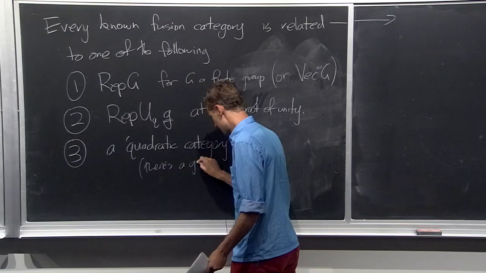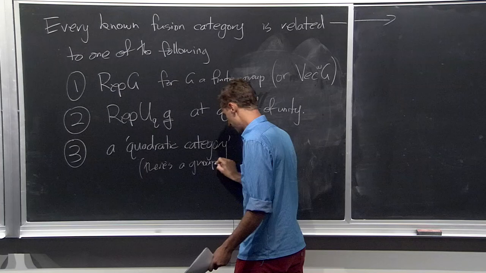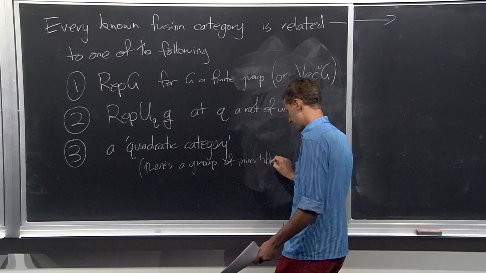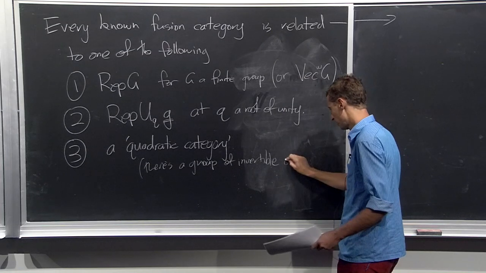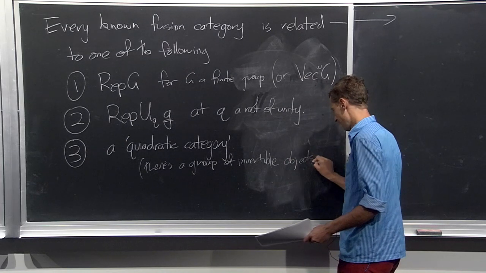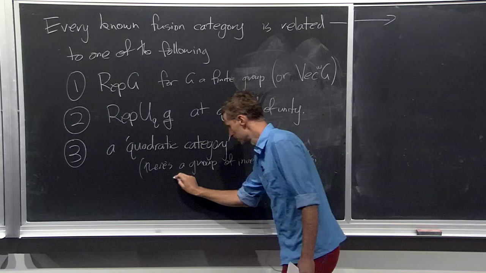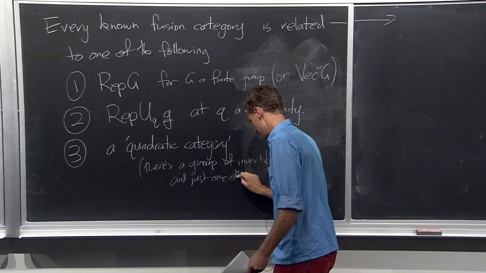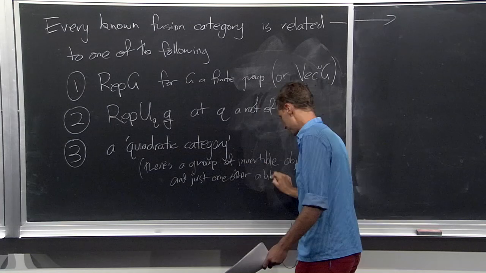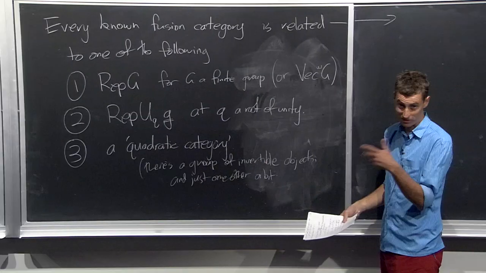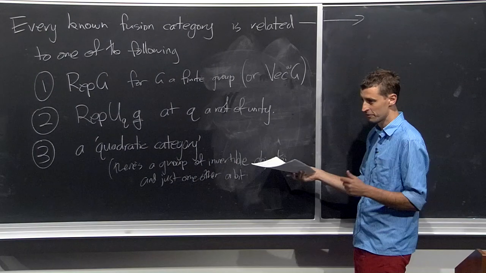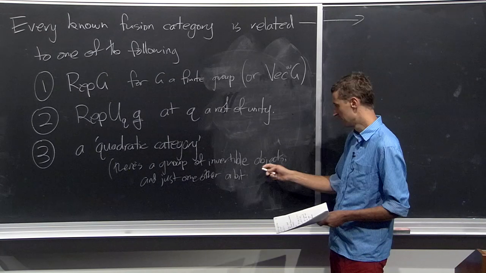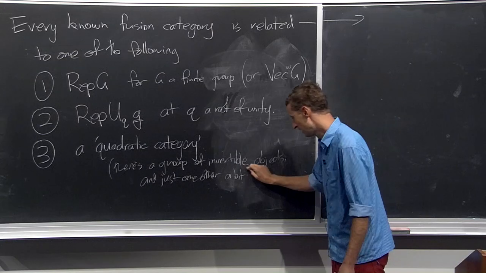So here, there's a group in this category, a group of invertible objects. So that just means objects in the category with dimension one, essentially. A group of invertible objects and just one other orbit. So once you've got this group of invertible objects, you can act on all the objects by tensoring with these invertible objects. And we're just saying that all the other objects form a single orbit when you tensor with this group of invertible objects.